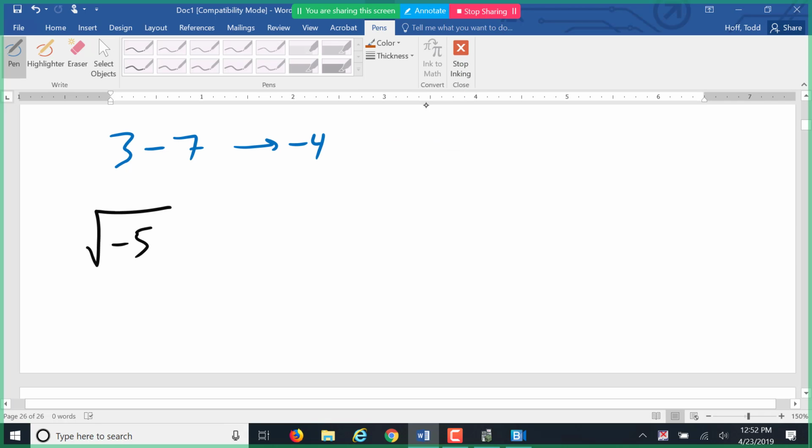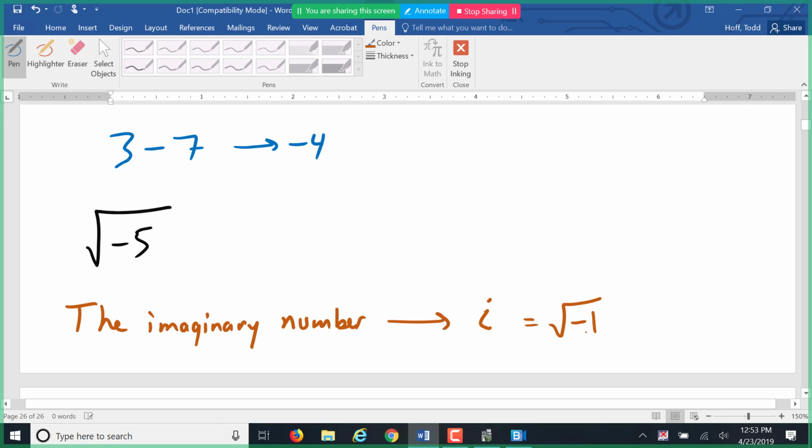Well, here's where we bash that one against the rocks. Mathematicians decided it would be nice if we could express the square root of a negative number. So what they did was they invented the imaginary number. That imaginary number they called i. i is equal to the square root of negative 1.